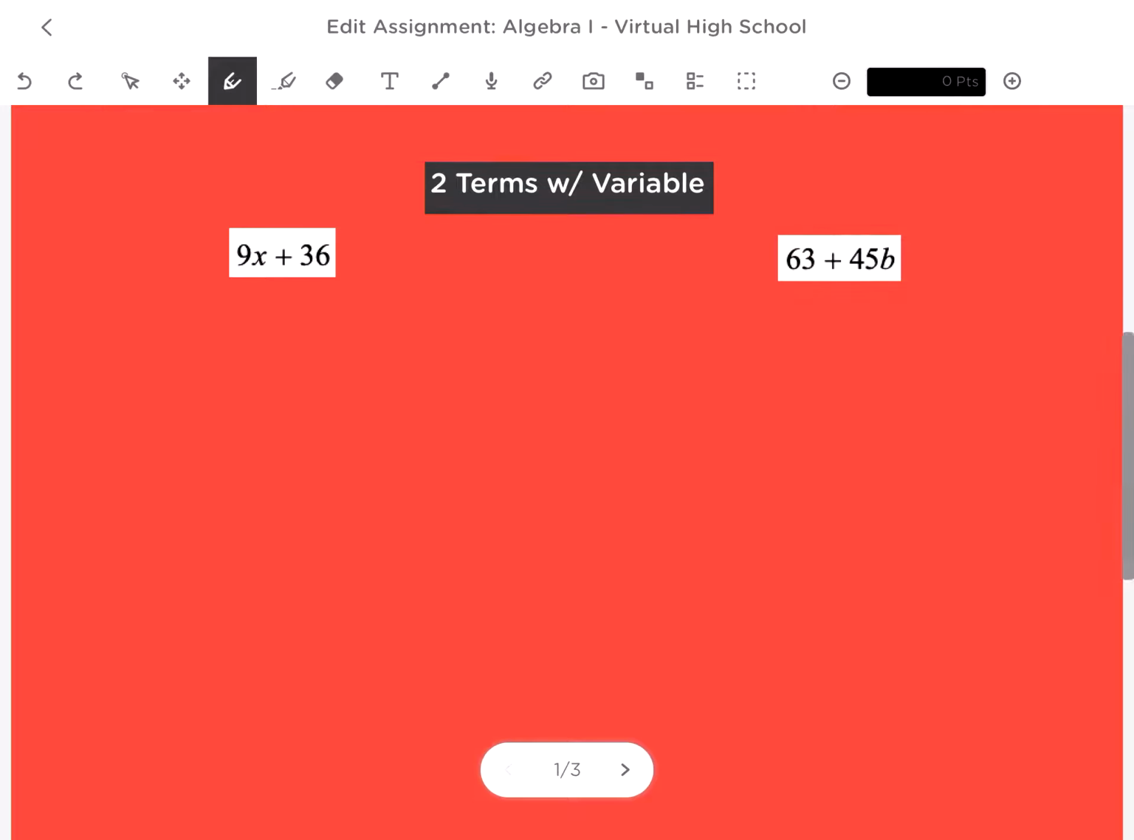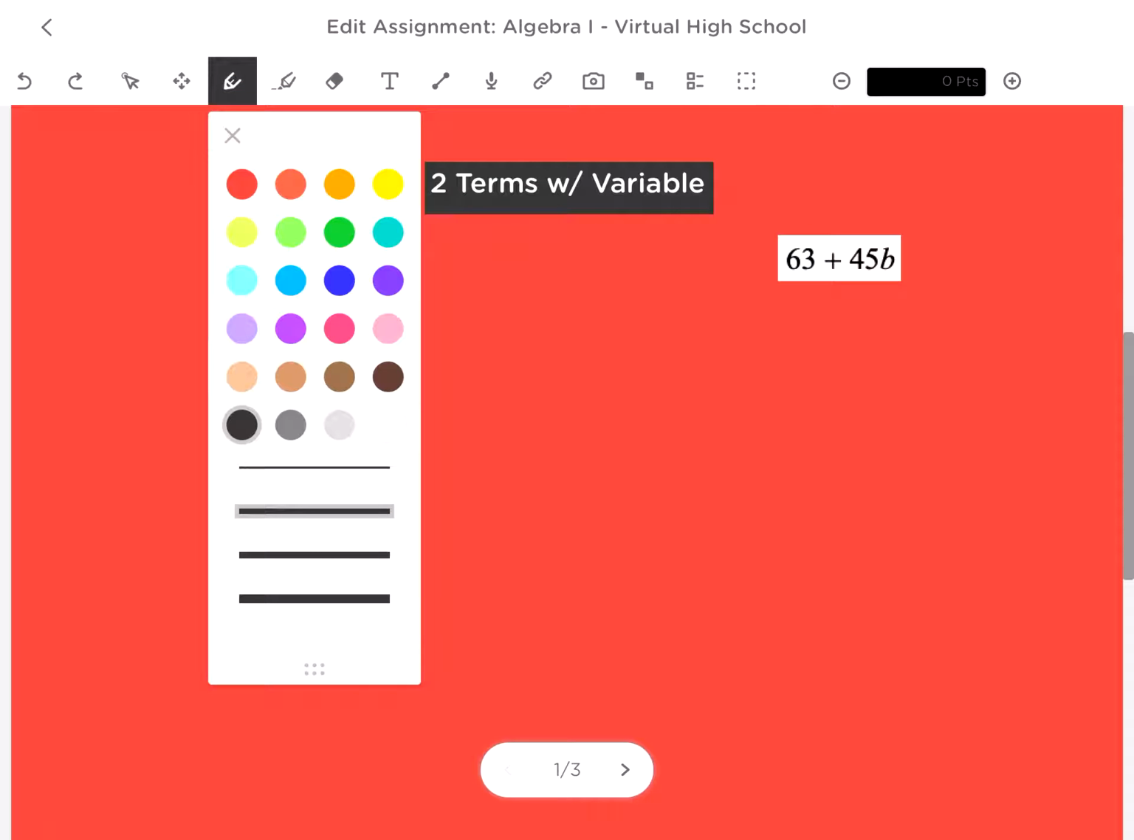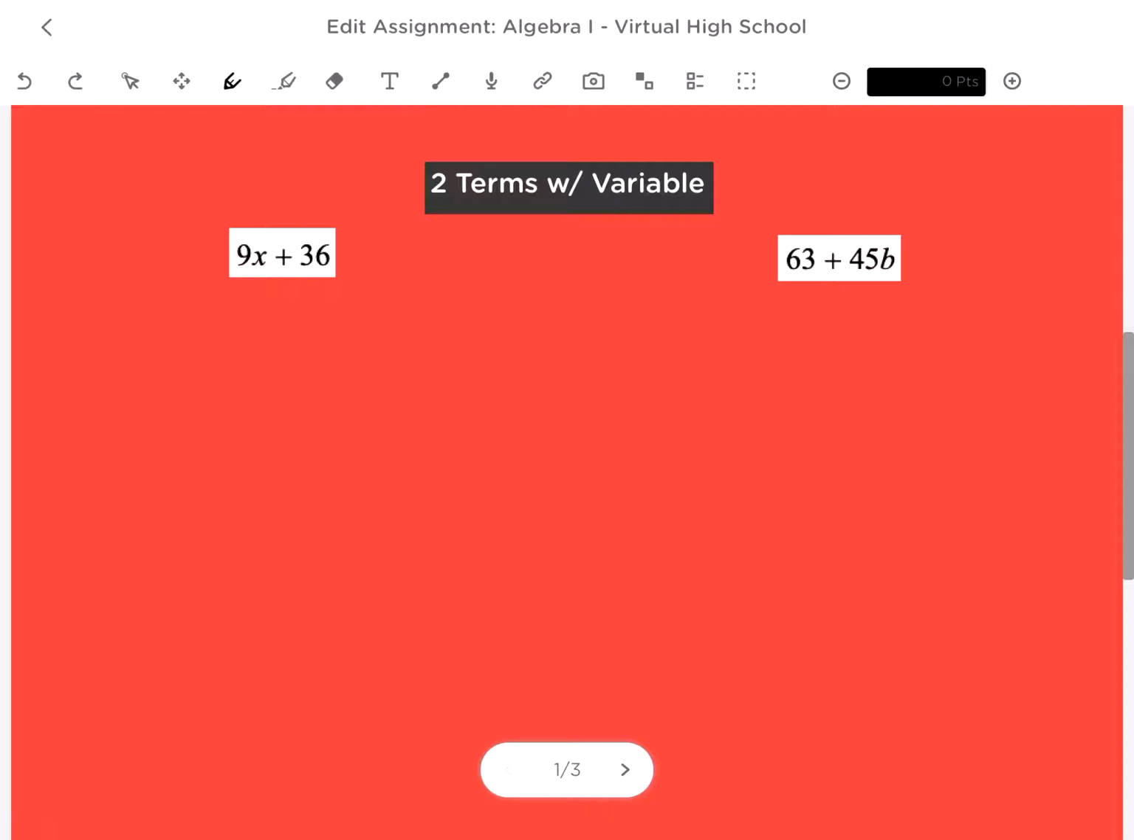Now we're doing the same thing we just did, except now we're going to actually use the greatest common factor to divide both terms and factor these. So I have 9 and I have 36. For 9: 1 and 9, 2 does not work, and 3 times 3. That's all my factors. For 36: 1 and 36, 2 and 18, 3 and 12, 4 and 9, 5 no, and 6 and 6. Those are all of my factors.